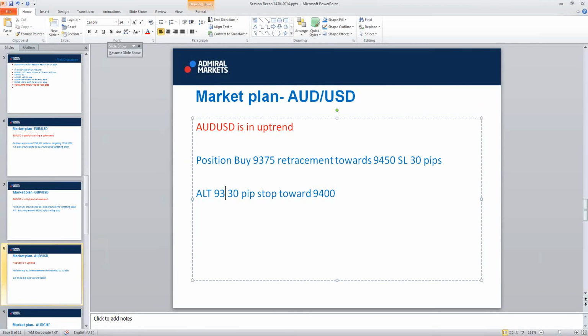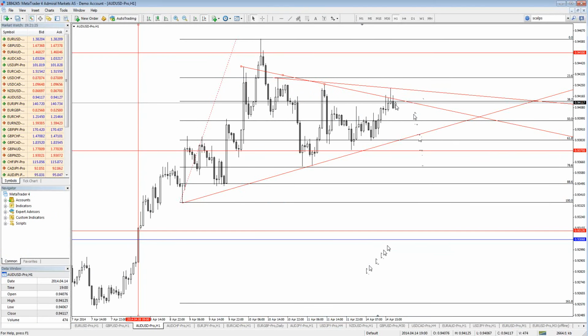So the alternative setup is 94.30, 15 pip trailing stop towards 94.00. Because usually when we get violent price action, it won't stop. It will hit the zone, go collect some stops, and it can be rejected again towards 94.00. The 00 level is always a natural support and resistance level.